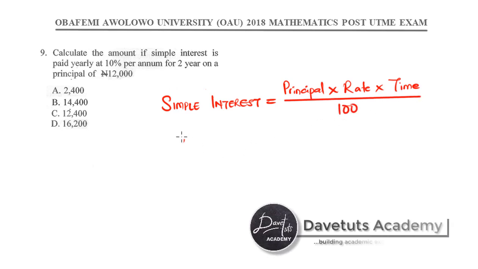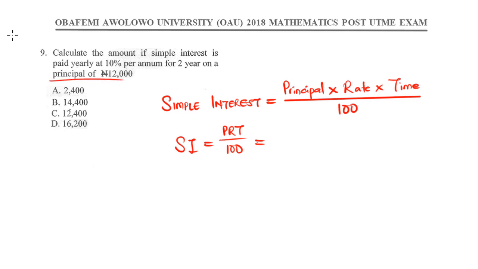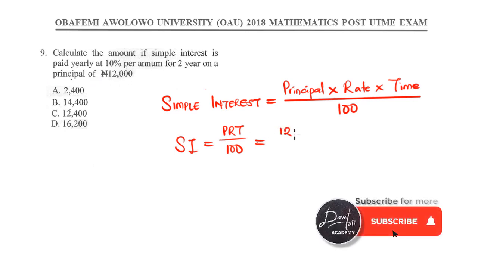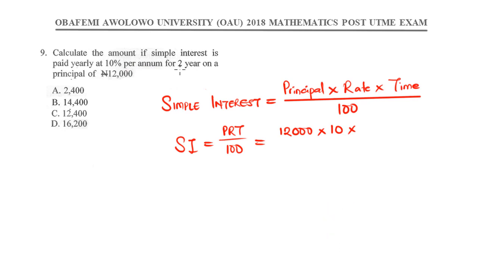And the values for the principal, the rate, and the time have been given in the question already. So if we substitute that, our principal is 12,000 naira. So we have 12,000 multiplied by our rate. The rate is 10% per annum. So multiplied by 10, and then the time is 2 years. So we have multiplied by 2, all divided by 100. So the 100 and two zeros will cancel out for us to have 120 times 10, which is 1,200, multiplied by 2, that is 2,400. So the simple interest is 2,400 naira.